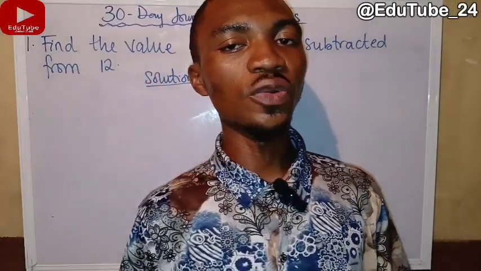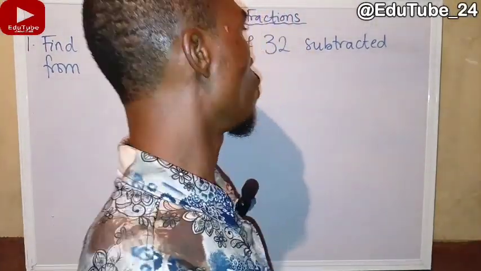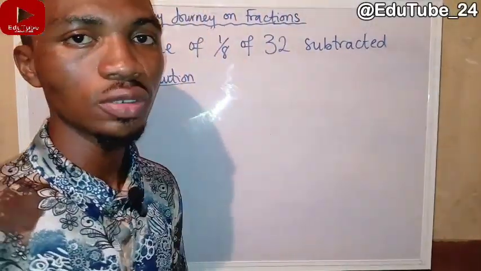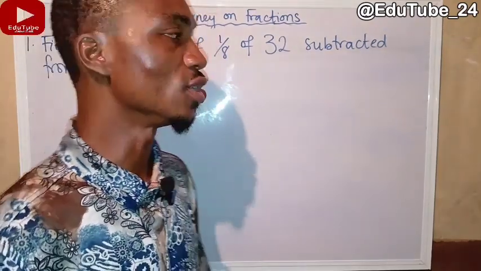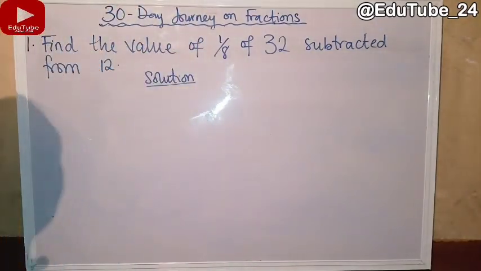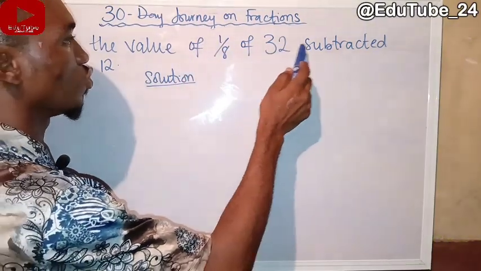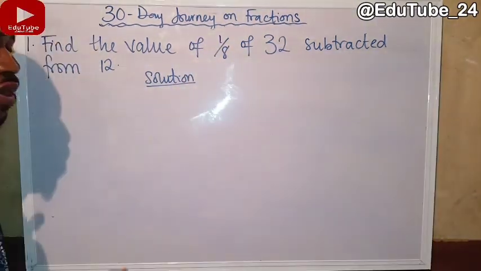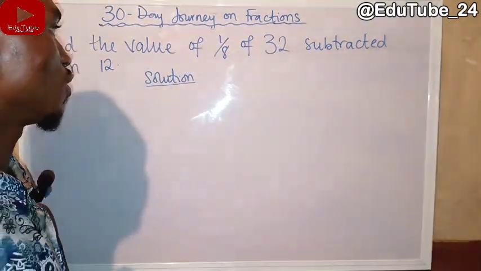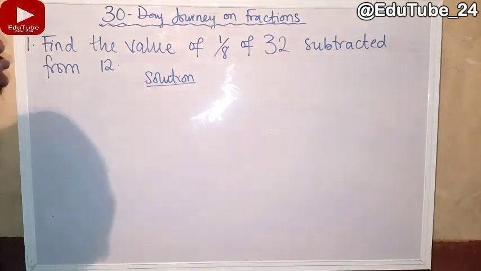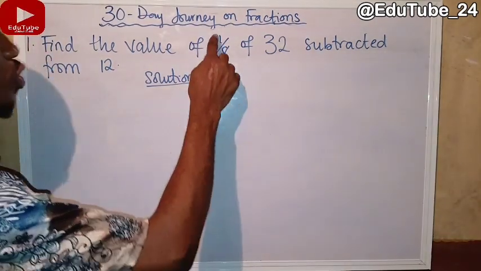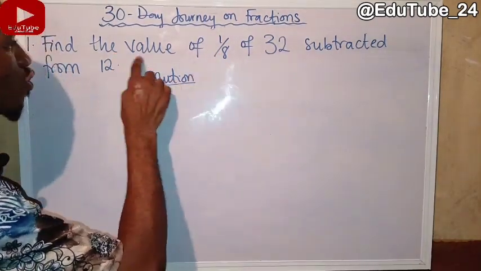Welcome back. Our set of questions for today will be more focused on order of operations in fractions. Our first question for today says, find the value of 1/8 of 32 subtracted from 12. This is an easy peasy question, but let's move on and solve it. So 1/8 of 32, we are asked to find the value.